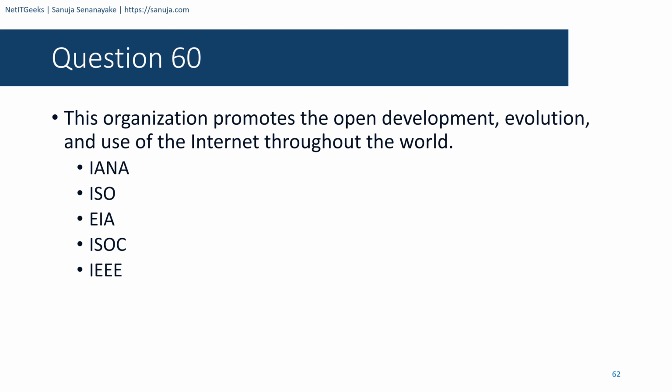Question number 60. This organization promotes the open development, evolution, and use of internet throughout the world. So this is the organization that is responsible for open development, evolution, and the use of internet throughout the world. Again, you need to know what IANA, ISO, EIA, ISOC, and IEEE stand for. I'm not going to repeat those again because I have already repeated them multiple times. For this particular question, the answer is ISOC, the Internet Society. It is an organization that promotes the open development, evolution, and use of the internet throughout the world. That makes standardization of the internet across the board.